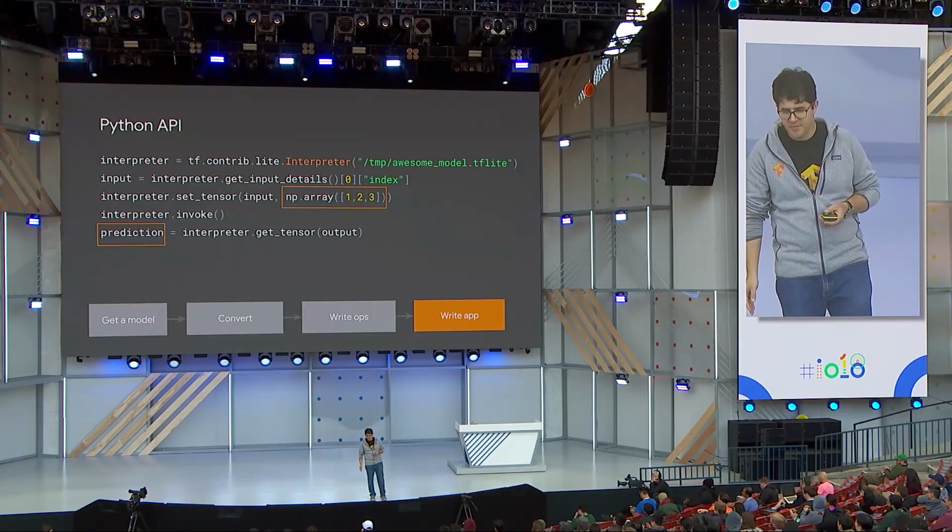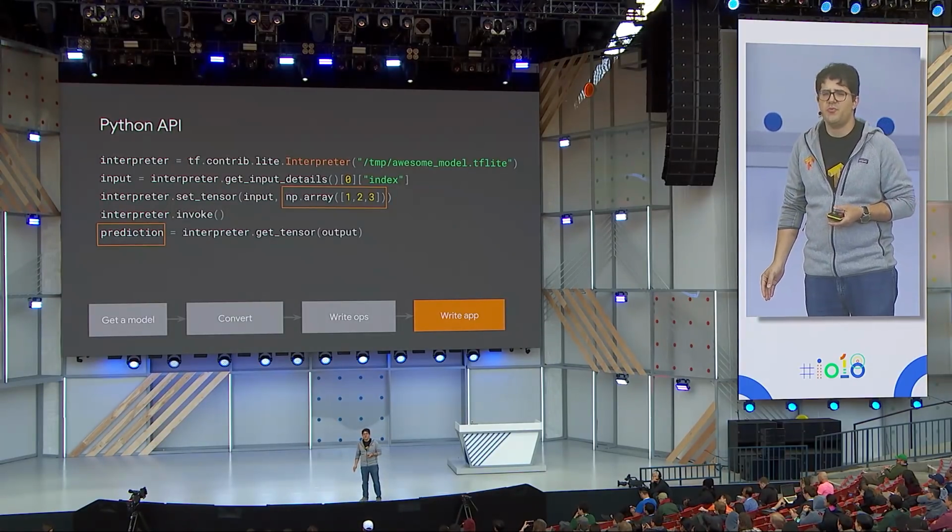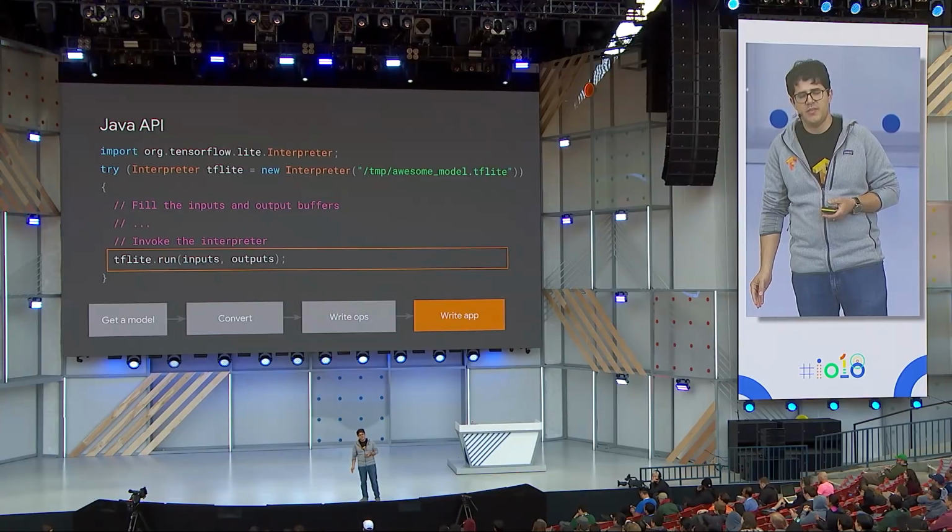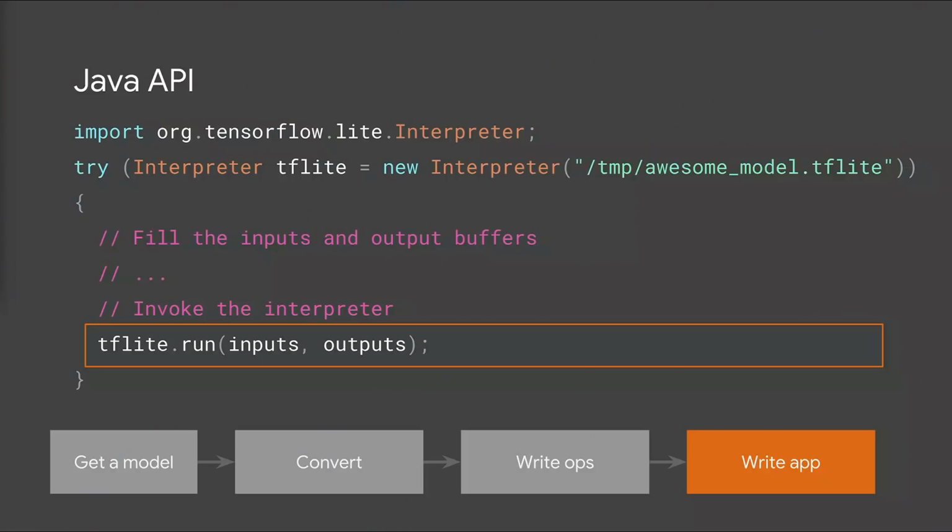So that's Python. What if you're writing an Android app, or you want to write an Android Things application? Then you might use the Java API. So in this case, it's the same thing. You build an interpreter, give it the file name of the interpreter. It might be from a resource if you're doing an Android application. And then finally, you're going to fill the inputs in and call run.